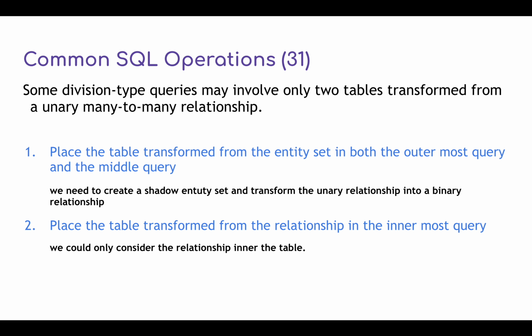For the next common SQL operation, compared to the binary many-to-many relationship, there is another relationship called unary many-to-many relationship, which involves only two tables transformed. There are still two situations. Place the table transformed from the entity set in both the outermost query and the middle query, or place the table transformed from the relationship in the innermost query.